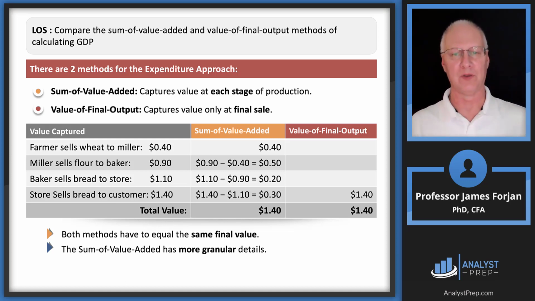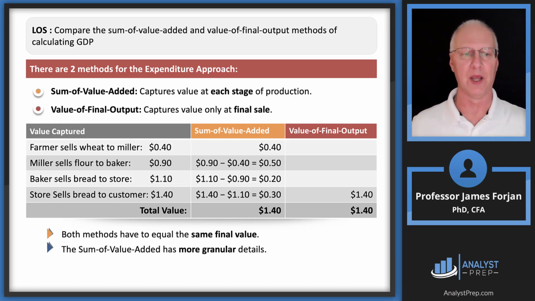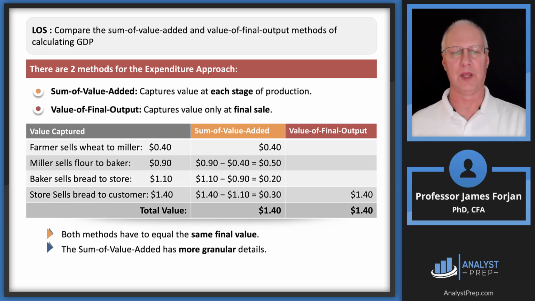So this would be the output sum of value added, as opposed to the value of the final output. All you really do is take a look at the final selling price, a loaf of bread to the customer, $1.40, and of course you're going to arrive at the same value. Notice the bottom arrow point, sum of value added, has more granular details. So there's a really fancy word that's very popular over the last handful of years. And of course, granular meaning that you can go back and you can see exactly what that value is captured at each step of the manufacturing process.